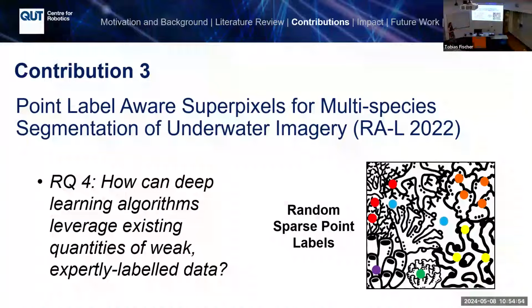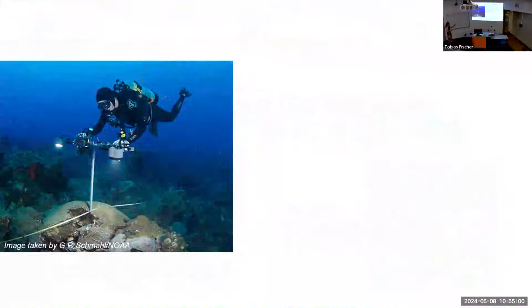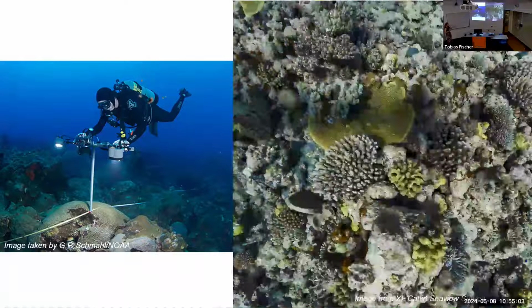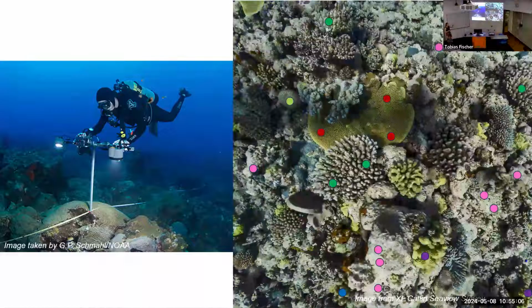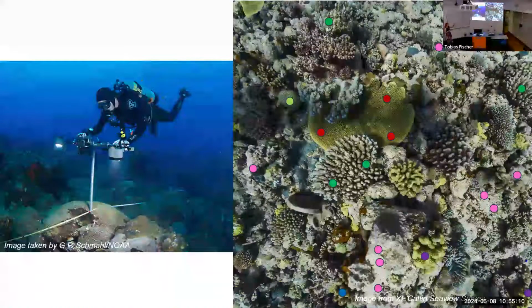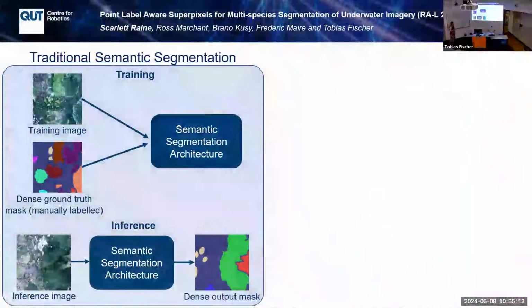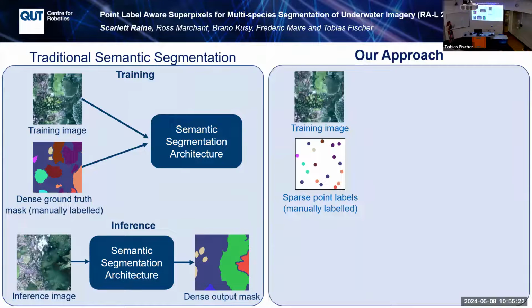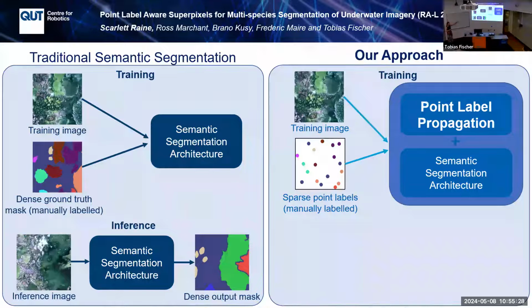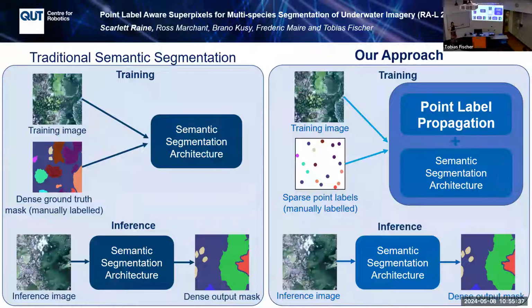In contributions 3 and 4, we're now considering the coral multi-species segmentation task. Here we have images taken using the photo quadrat survey method. They're top-down images, which are then labeled using the coral point count methodology, and in this case, randomly distributed sparse point labels. In traditional semantic segmentation, we have pairs of training images and dense ground truth masks, which are used to train our architecture, whereas in this work, we're taking training images with sparse point labels, and we use these in a point label propagation approach to obtain our augmented ground truth masks, which we then use to train the semantic segmentation architecture, and that model can then be used for inference on unseen images.